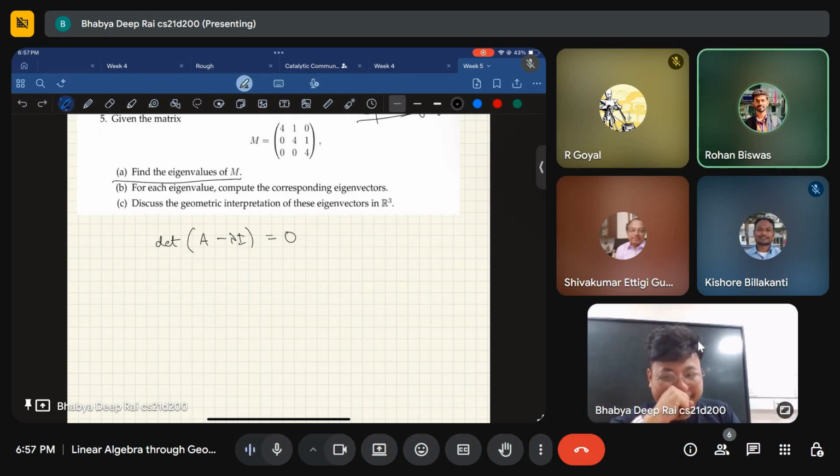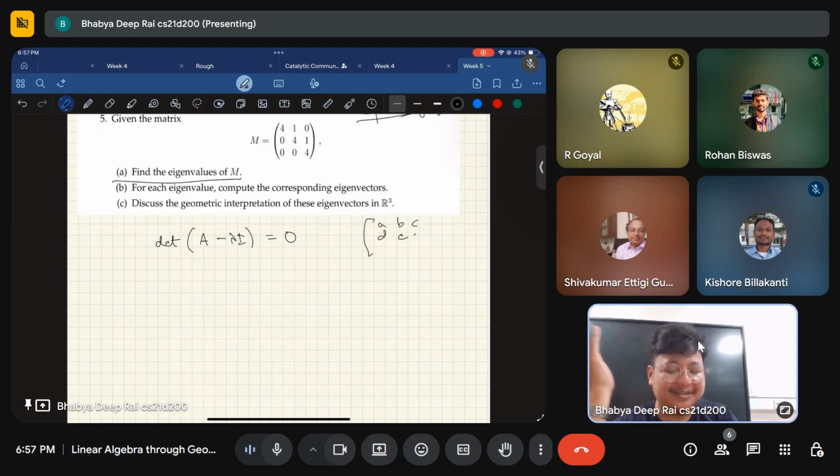Okay, sir. If you try to prove it using entries A, B, C, D, E, F, then you'll see that the coefficients are nothing but trace and product. Okay, yes, sir.